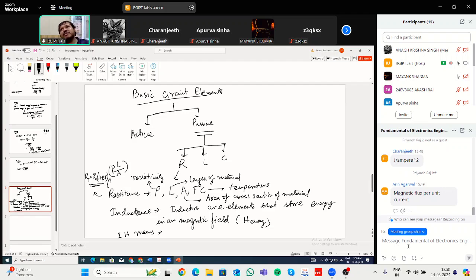For thermistor, thermometer, resistance thermometer, all those things, this concept is used. Like how resistance is dependent on length, cross-sectional area, and resistivity, this is how resistance is dependent on temperature. This we will study in detail in the subject.